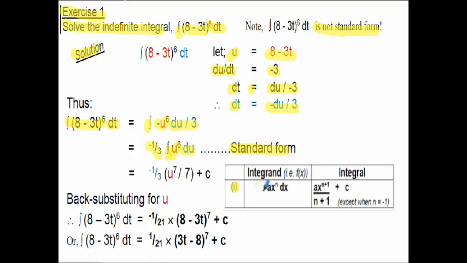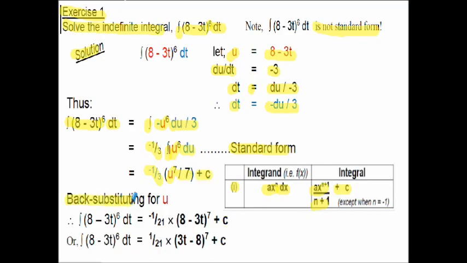Item 1 in our integral table is ax to the n integrated with respect to x. We've got basically u to the n integrated with respect to u here. Again, notice there is a 1 in front of the u. We do not write it, but it's there, so our a in this case is 1. Following the pattern through for integrating ax to the n with respect to x, we get ax to the n plus 1 over n plus 1 plus c. Noting that a is equal to 1, following the pattern through now gives us negative 1 upon 3 for a constant, multiplied by u to the 7 divided by 7, plus the constant of integration c.